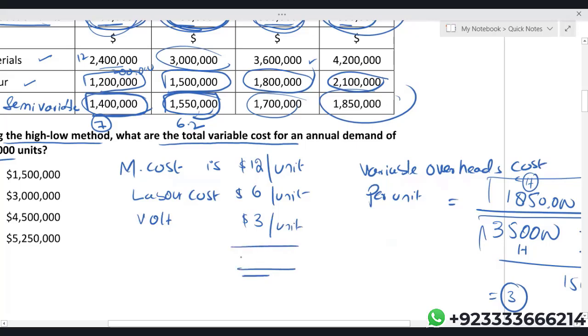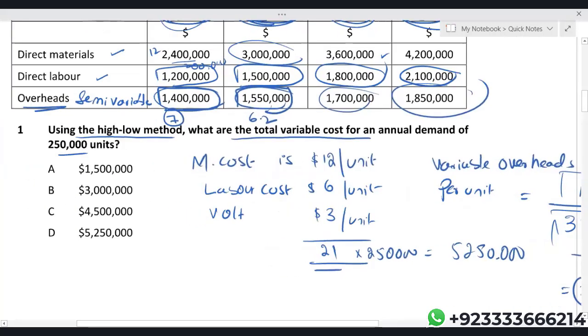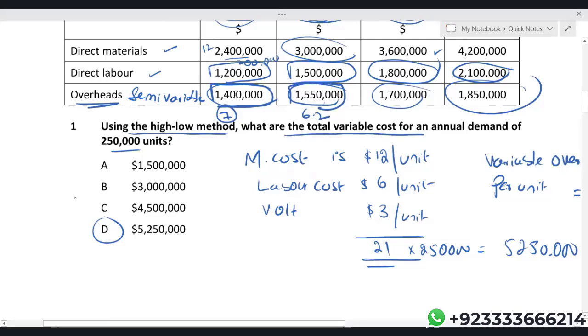So here comes the total variable cost per unit: 12 plus 6 plus 3. It is 21. And we need to know the total variable cost at 2,50,000 units. So 21 multiplied by 2,50,000, I'm getting 525,000,000.